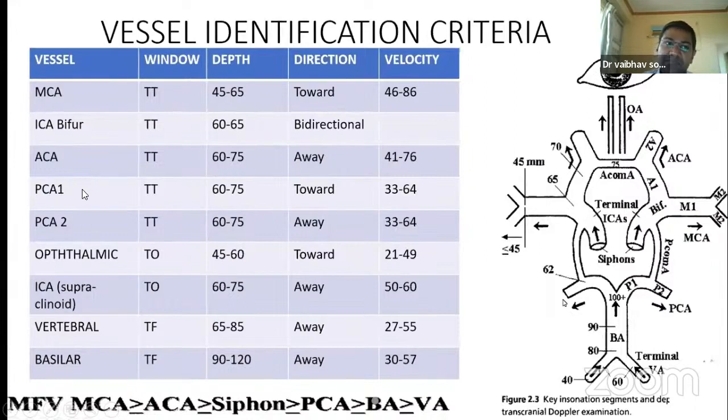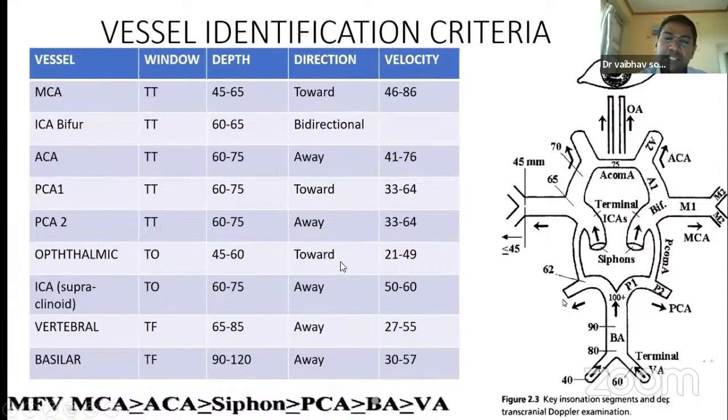PCA, P1 segment, the first part of the posterior cerebral artery, via the transtemporal window at the same depth of 60 to 75 mm, the direction of flow is towards the probe, showing 33 to 64 mean flow velocity. At the P2 segment, the same transtemporal window with the same depth, but the flow of blood in the vessel is away from the probe, with the mean flow velocity of 33 to 64.